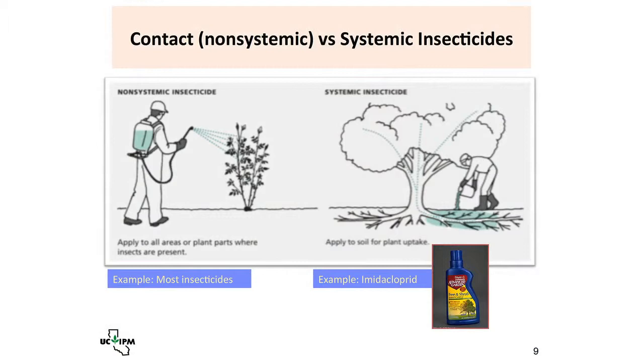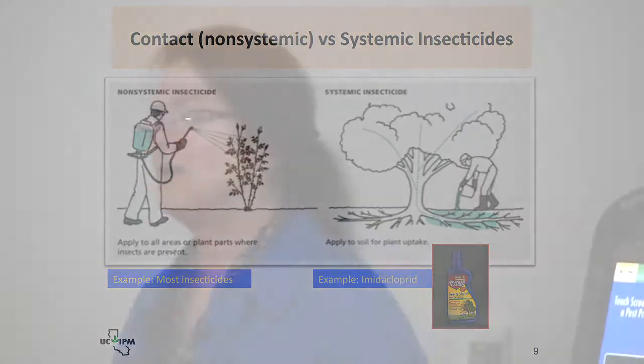And so you apply it on the plant and it will only kill insects that come in contact with the parts of the leaf or the plant that are treated. The systemic insecticides, and imidacloprid is a good example of that, you apply to the soil, it's taken up through the roots and gets into the leaves and other parts of the plant.